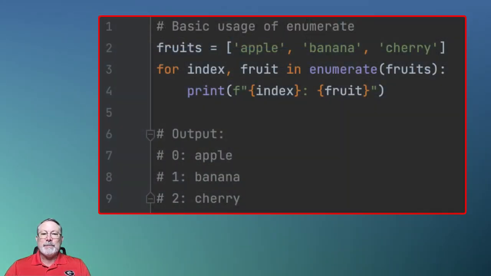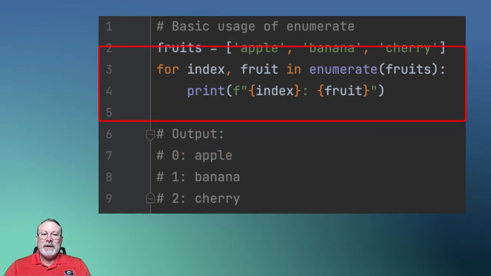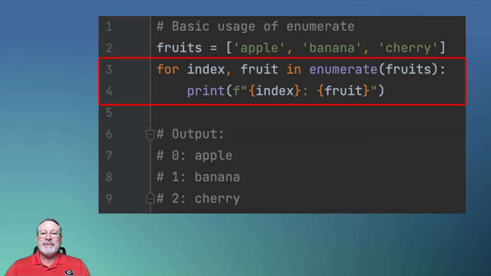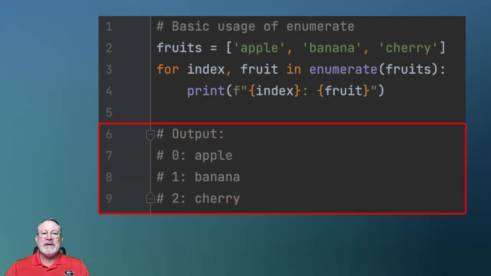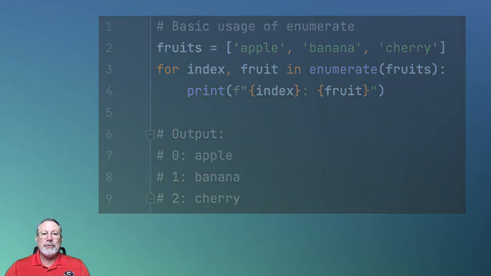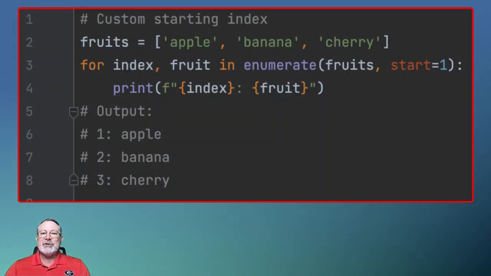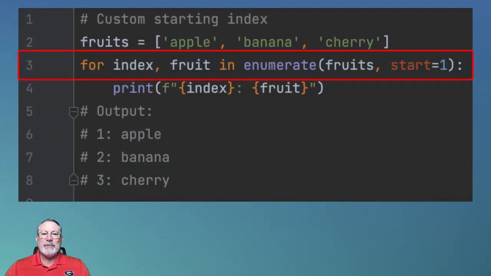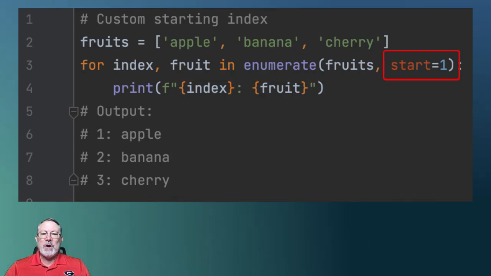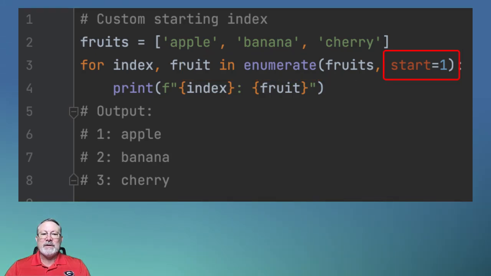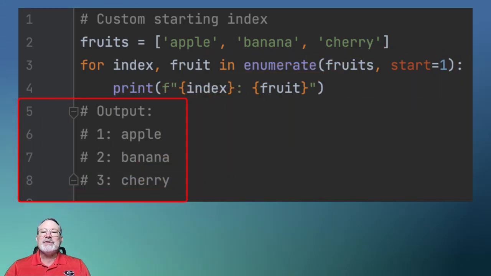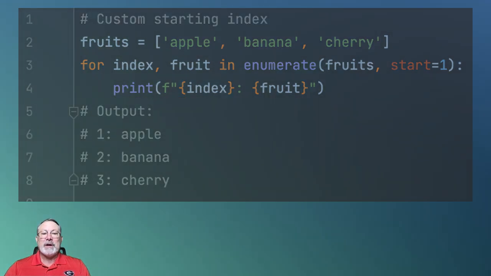Let's look at a simple example where we enumerate a list of items. Here, enumerate pairs each fruit with its index, making it easy to loop through both. Now let's customize the starting index using the start parameter. By setting start equals 1, the counter begins at 1 instead of the default 0. This is great for user-friendly numbering.